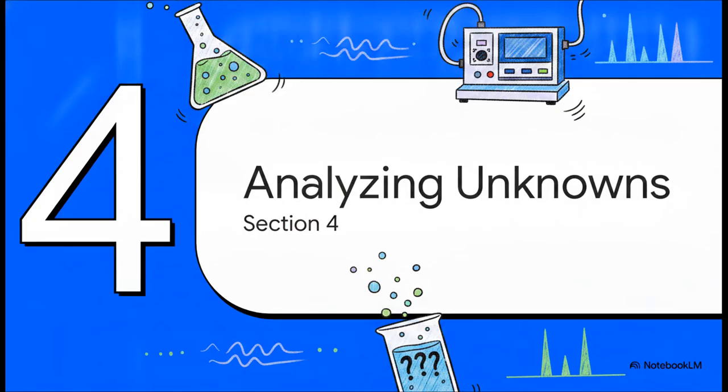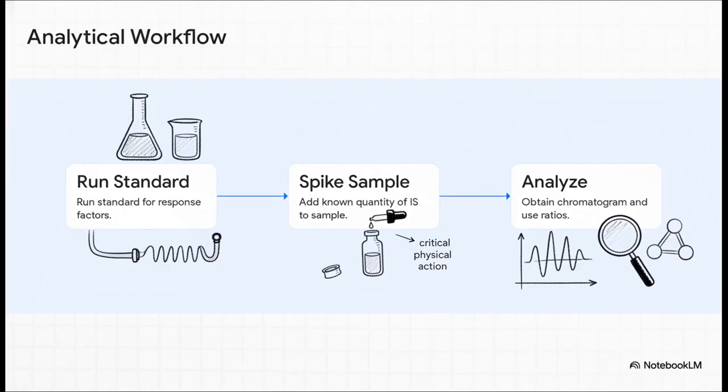All right, on to Section 4, analyzing the unknown sample. So how do we actually execute this in the lab? It's a really clean 3-step workflow. First, you run a solution containing known concentrations of your targets and your internal standard to calculate those relative response factors we just figured out. Step 2, and this is the absolutely crucial physical step, you take your totally unknown sample and you add a known quantity of your internal standard straight into it. Finally, step 3, you run that spiked sample through the column to get a brand new chromatograph.